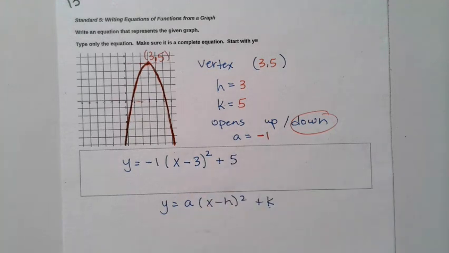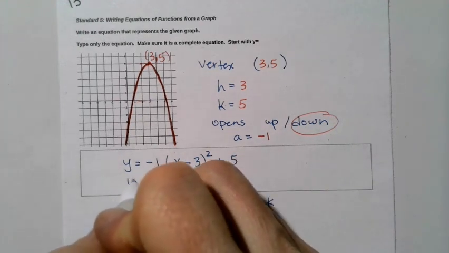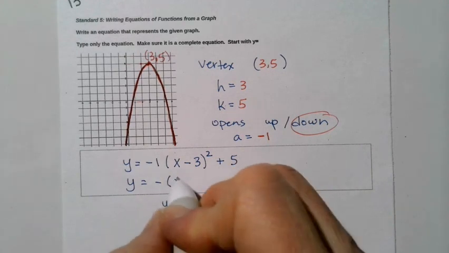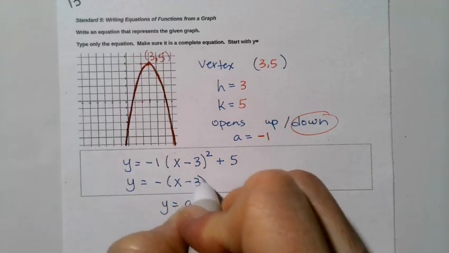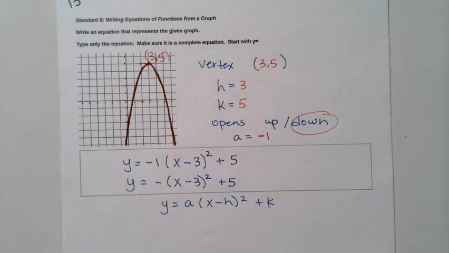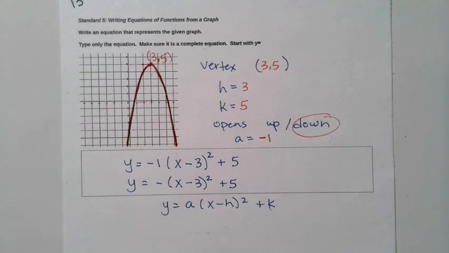So this equation will be the correct equation. You could also write this as just negative, with parentheses around that quantity, x minus 3 squared plus 5. Either would be correct for that.